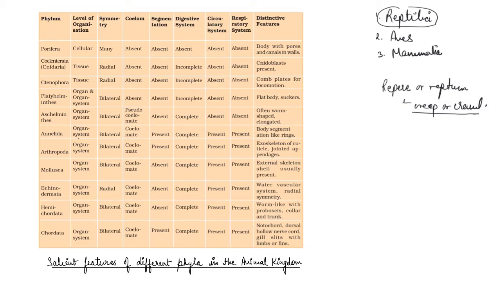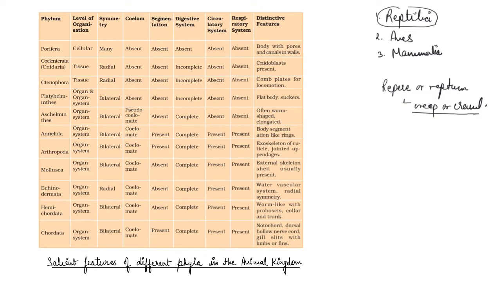Like the first phylum we studied was Porifera, and Porifera has cellular level of organization. Symmetry can be of different types. Coelom is not there, segmentation is not there, digestive system is not there, circulatory system is not there, and respiratory system is not there. What is the distinctive feature that they have? So they have a body with pores and canals, right? And that too on the walls.